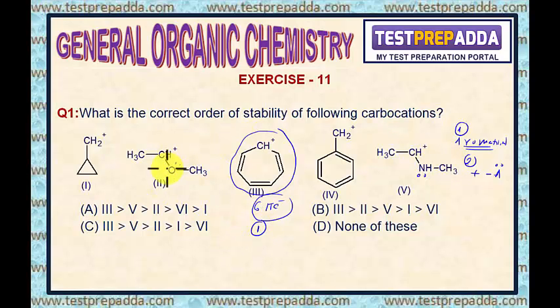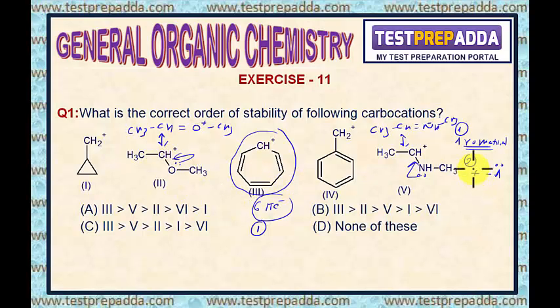Now out of these two, which one will be the more stable? For that you have to write the resonating structure here. CH3 CH double bond O plus CH3, because it is direct delocalization of positive charge. Here also direct delocalization, and you can write CH3 CH double bond NH plus CH3.